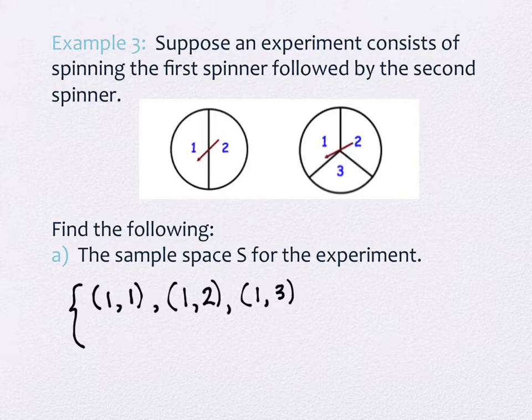But maybe I don't actually spin a 1 first. Maybe I spin a 2 first, and then a 1. Or a 2, and then a 2, or a 2, and then a 3.